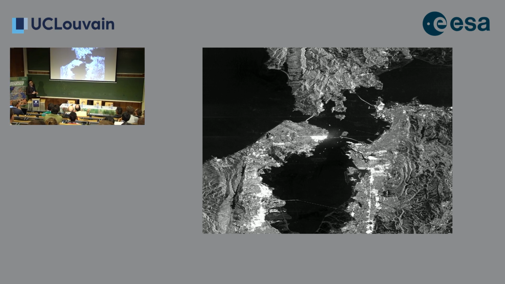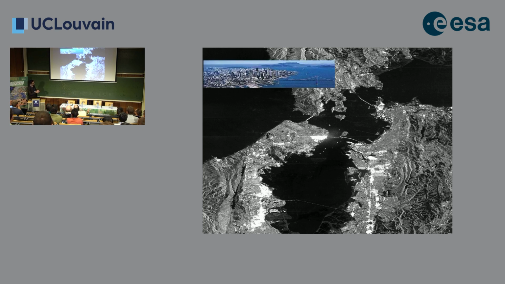And one interesting thing in downtown San Francisco here, this is downtown San Francisco, is this area where we have very, very bright scattering, right? And so the question is, what is causing that very, very bright scattering? Anybody have an idea? Financial district. Sorry? Financial district. The financial district, exactly, right, yeah.